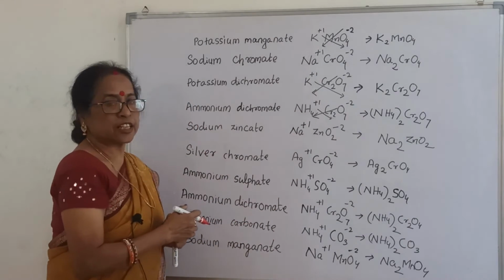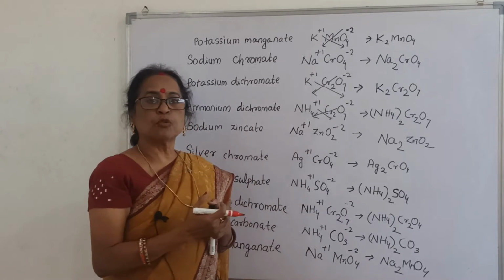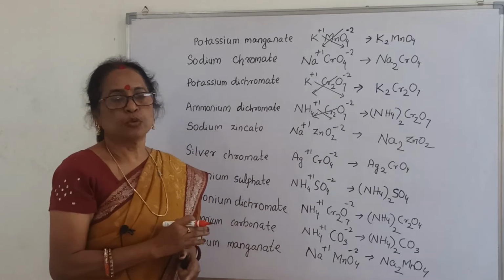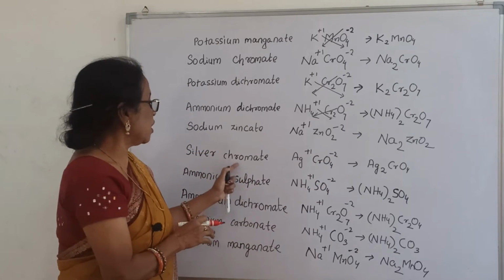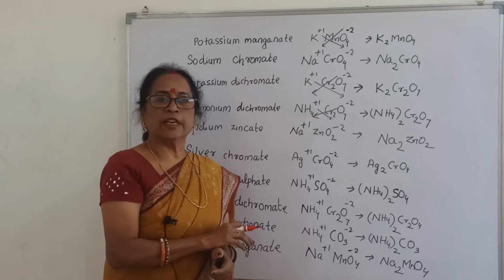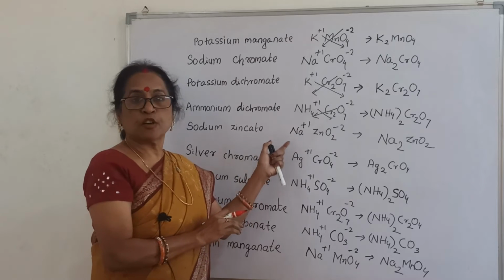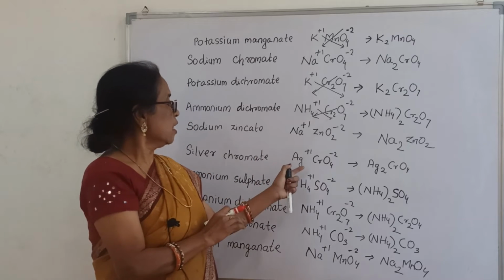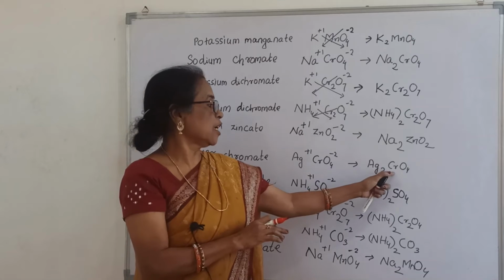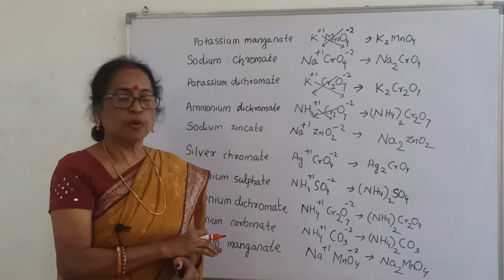Now sodium zincate. ZnO2 minus 2 is called zincate. What is zincate? ZnO2 minus 2 is called zincate. So again the formula becomes Na2ZnO2. And now silver chromate. Chromate means CrO4 minus 2 and silver means Ag plus 1. That is actually the chemist's name argentum. What is Ag? Argentum. What is Na? Natrium. So here, what is the formula? Ag2CrO4. What is Cr? Cr means chromium. Ag means silver. O means oxygen. And here Ag2CrO4.